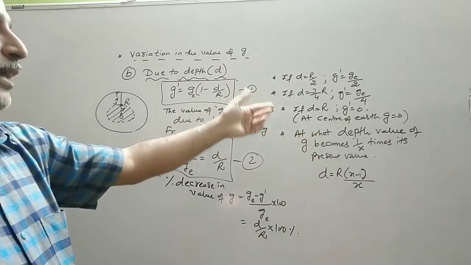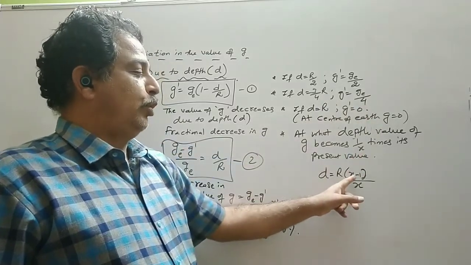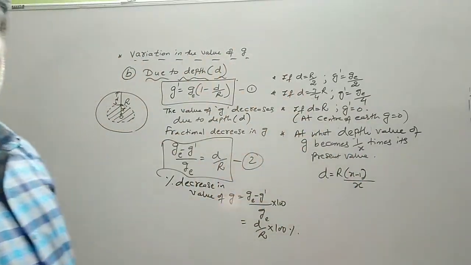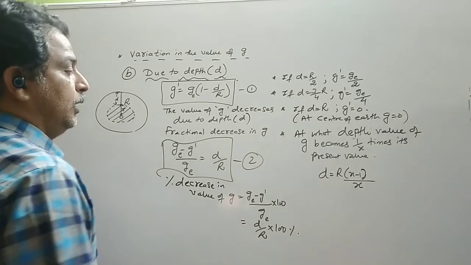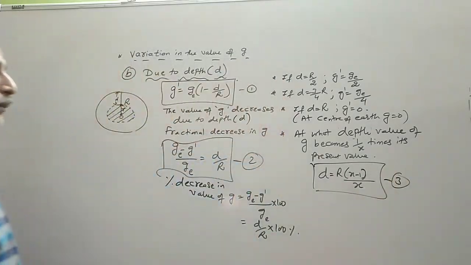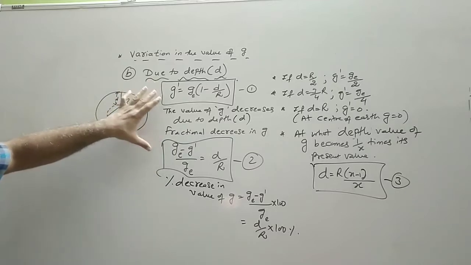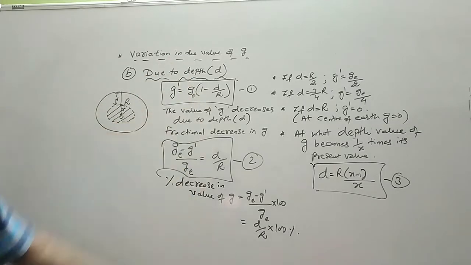Similarly, at what depth does the value of g become 1 upon 4 times? So x is 4. So 4 minus 1, 3 by 4. So d is equal to 3R by 4. Again, this is a relation with the depth. Directly you can apply this formula if you remember. Otherwise, these two formulas are sufficient to solve MCQs related to the depth.